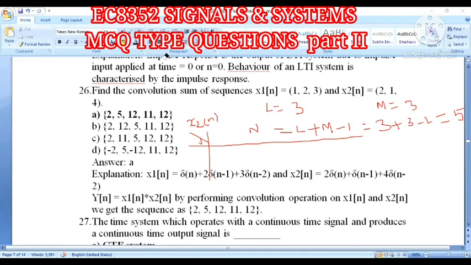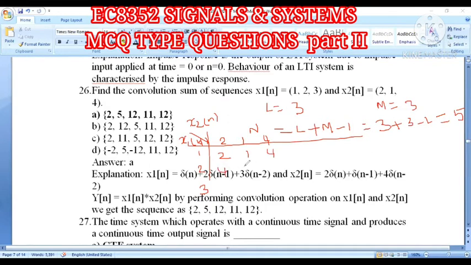Okay, here x1 of n is 1, 2, 3, which will be given. x2 of n is 2, 1, 4. So now let us check the answer. 1 into 2, 2. 1 into 1, 1. 1 into 4, 4. Now I take this value and multiply with all the above values.